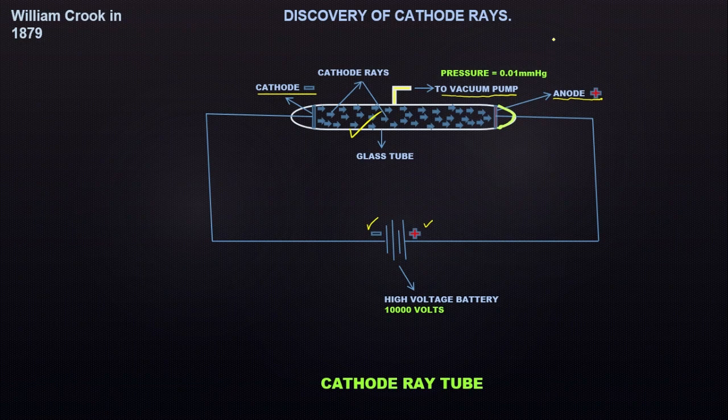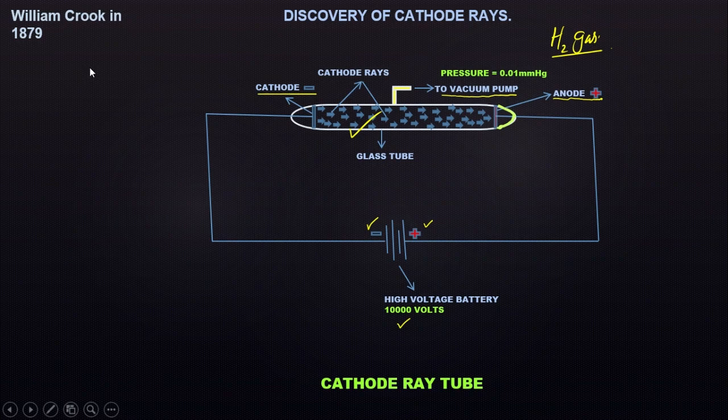Most scientists used hydrogen gas at that time, and current was passed through that gas. A voltage as high as 10,000 volts was applied across this gas. Initially the gas is not conducting any current, but as the voltage increases across the electrodes, the gas starts conducting electricity. This was the experiment that took place at that time and led to the discovery of electrons and protons.